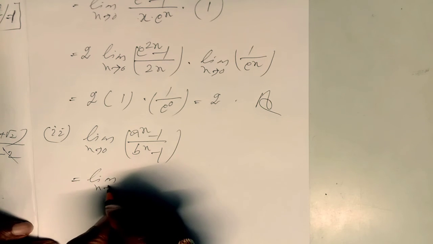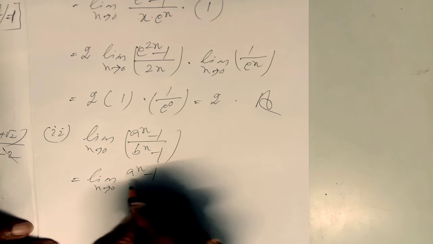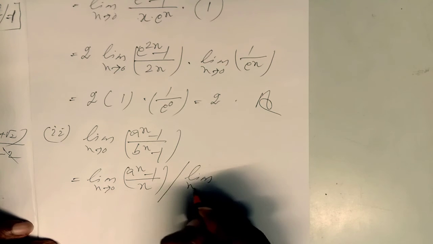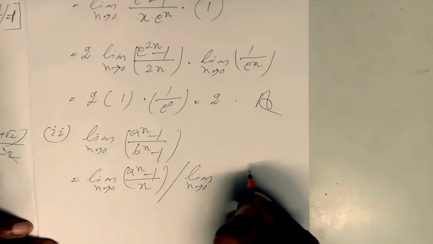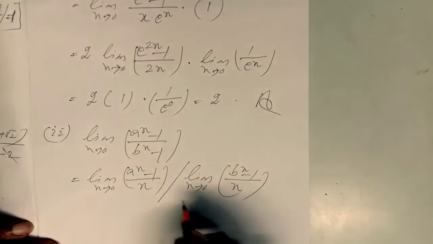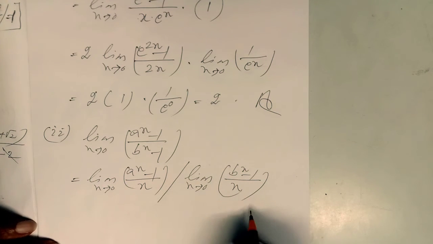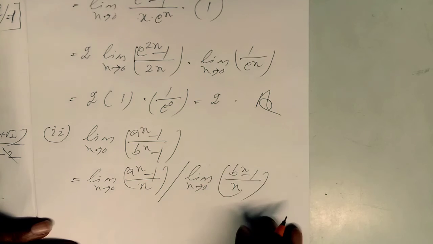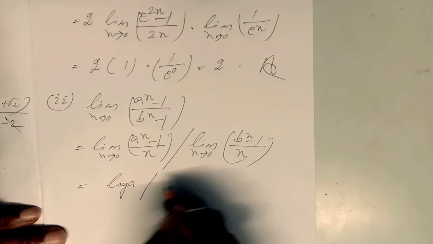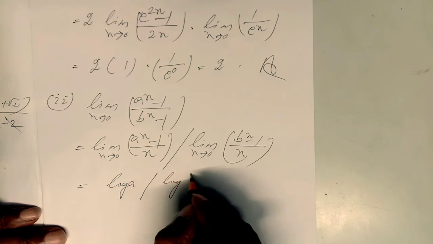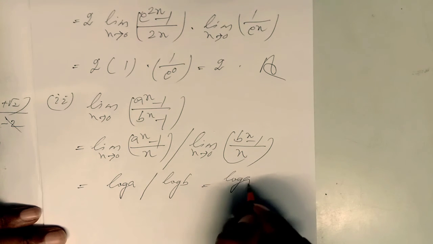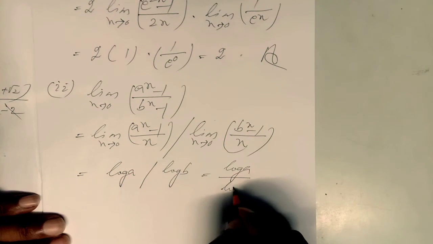Limit x tend to 0, do one thing here: write a to the power x minus 1 by x here, and give a divide sign here. Limit x tend to 0, b to the power x minus 1 by x. I am dividing by x in both numerator as well as denominator. Why am I dividing like this? Because one formula is there. As per the formula, this will be log a divided by log b. The final answer is log a by log b.